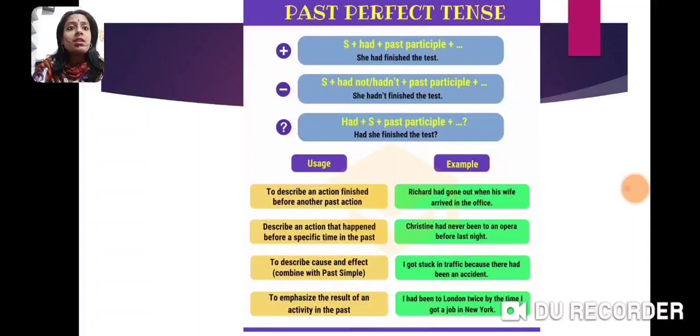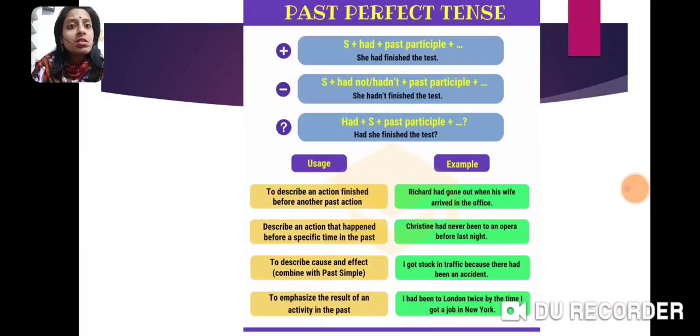Now let us look at past perfect tense. When you look at the sentence structure: subject plus had plus past participle. Example is, she had finished the test. In the negative form, we can use subject plus had not or hadn't plus past participle. Example, she hadn't finished the test. And in question form, what is the sentence structure? Had plus subject plus past participle. And the question is, had she finished the test?